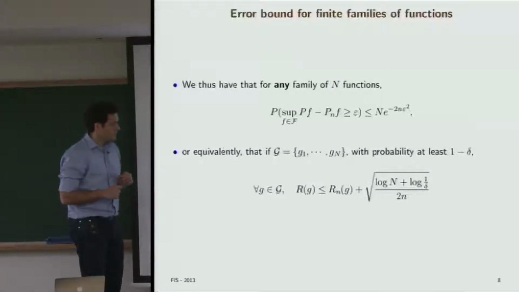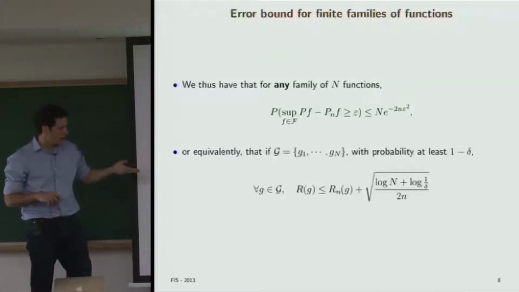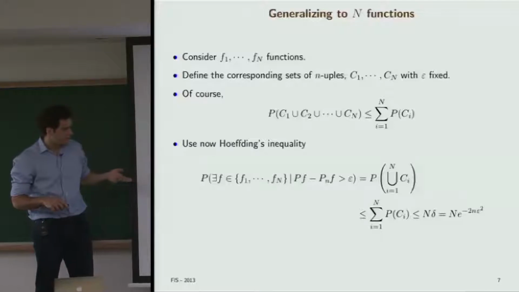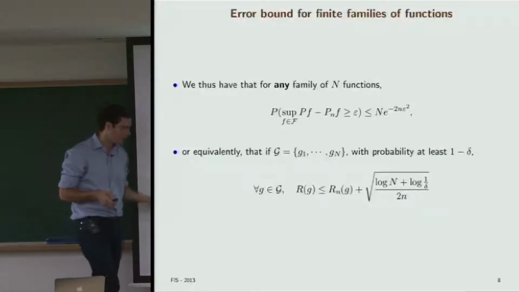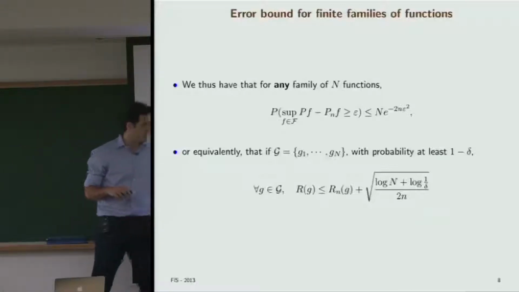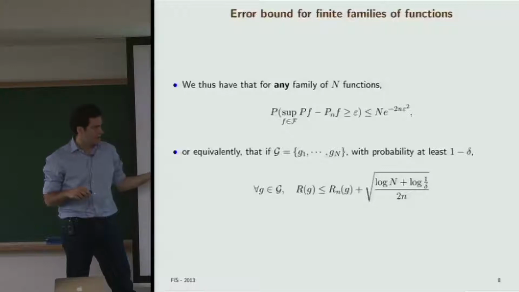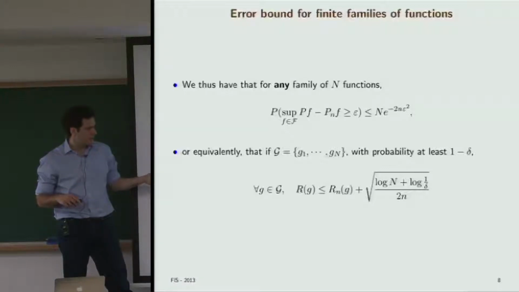So if you just rewrite this inequality, you get Hoeffding's bound for n functions, and you can also rewrite it in the way we've been doing, which is that with probability at least 1 minus delta, you set this to be delta. With probability at least 1 minus delta, the true risk of g is smaller than the empirical risk of g plus this bound here. Okay.